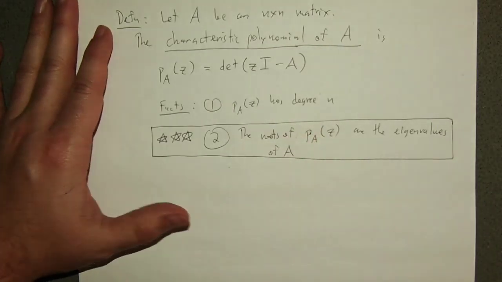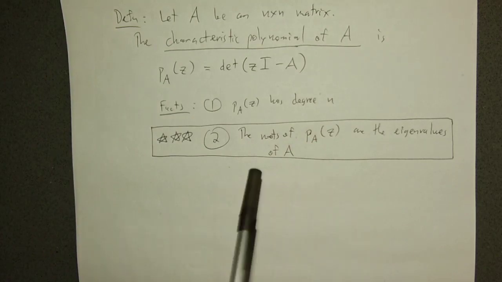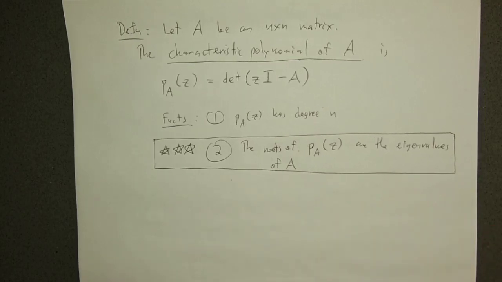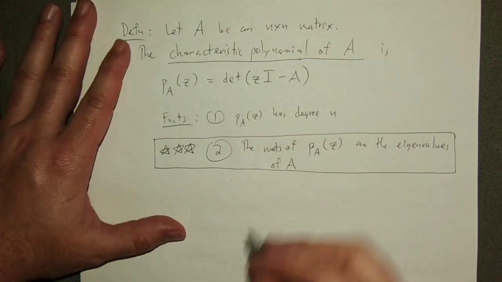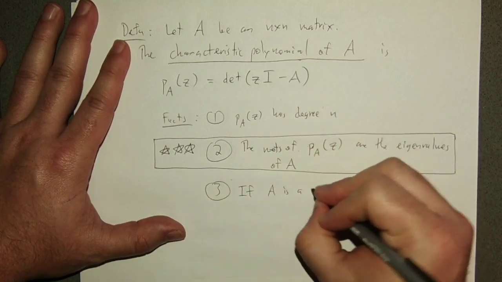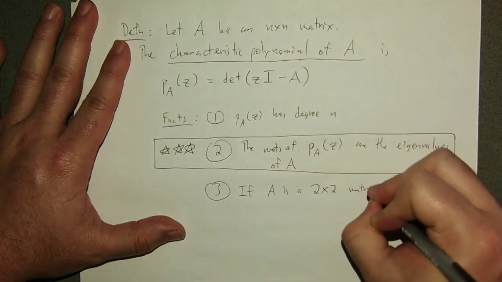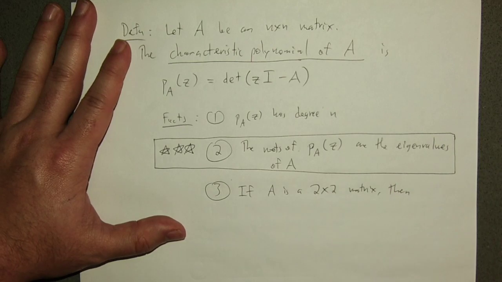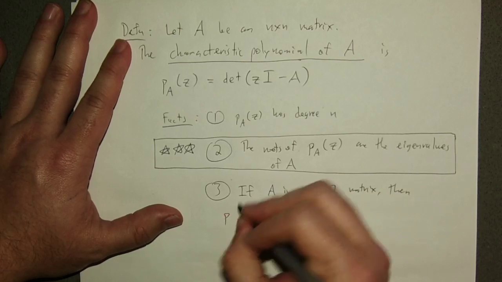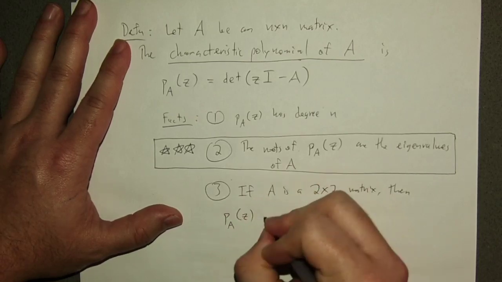But there's a problem here. That's great and all, but finding the roots of some 17-degree polynomial is terrible. Finding the roots of even a degree 5 polynomial can be terrible. So if the degree of this thing is large, then there's still a lot of work to do here. This could be really nasty. But it turns out if A is a 2x2 matrix, then there's a particularly nice expression for the characteristic polynomial, and you should remember this.